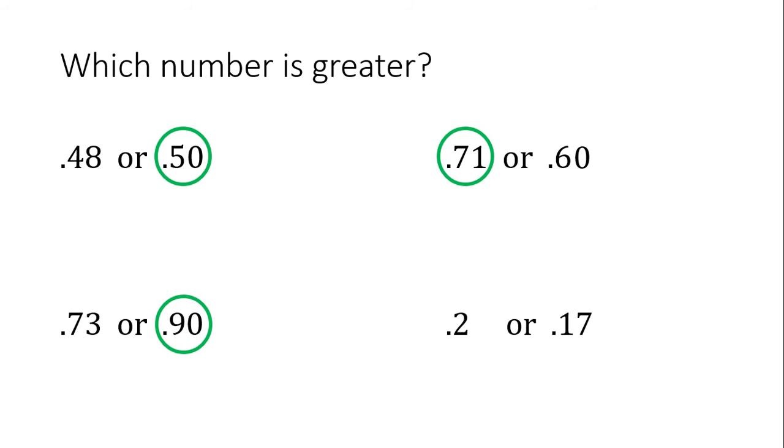And finally, in the bottom right, 0.2 or 0.17. Well, 0.2 is the same as 0.20, and now we can say 20 hundredths or 17 hundredths. 20 hundredths is more. Does that make sense? If we make sure that each decimal has the same number of digits, it's easier to compare them.